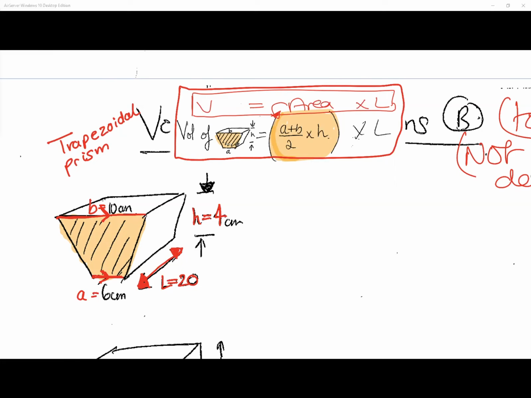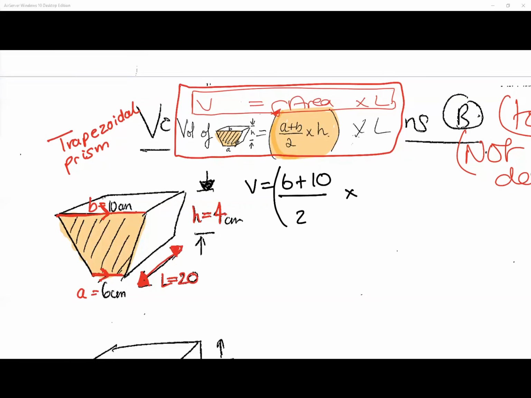Let's get started, Idris. Come on. What's A and B, which is 10 centimeters and 6 centimeters. Yeah. Divide that by 2, which equals 8 centimeters, and times that by 4, which equals 32 centimeters, and then you times it by 20, which equals 640 centimeters cubed.